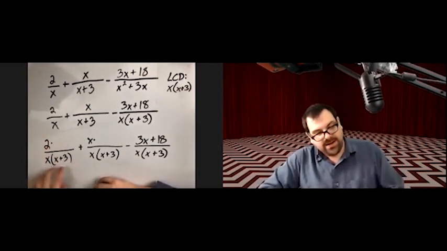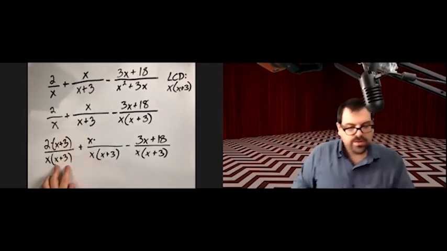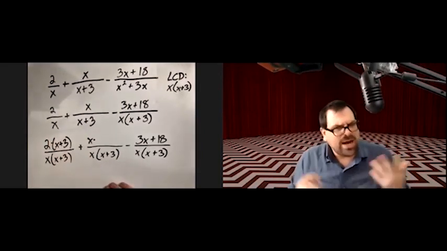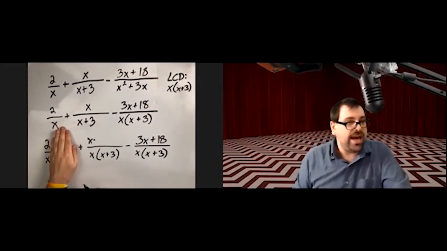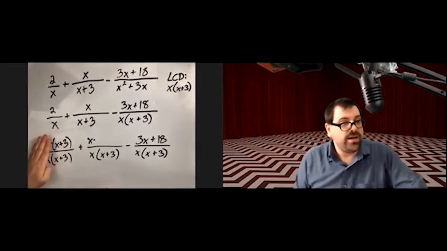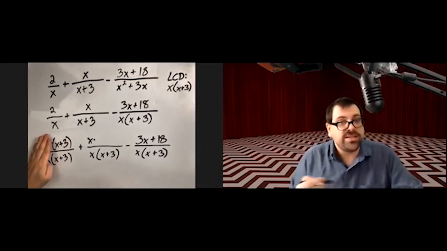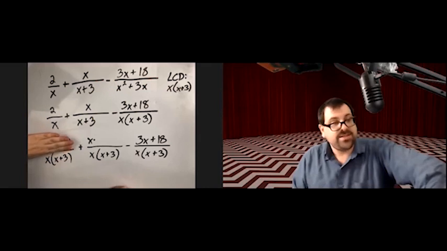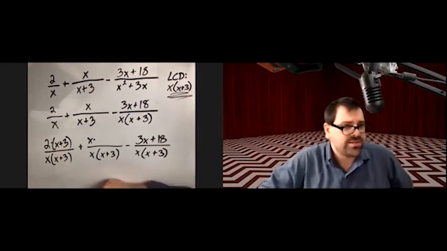X, we already had. X plus 3, that's new. So why did we end up putting that in? Well, because we had originally 2 over x. We can multiply that by any form of 1 and not change it. And this specific form of 1, x plus 3 over itself, is the one that gives us x times x plus 3 on the bottom, the LCD. So that's why this works.